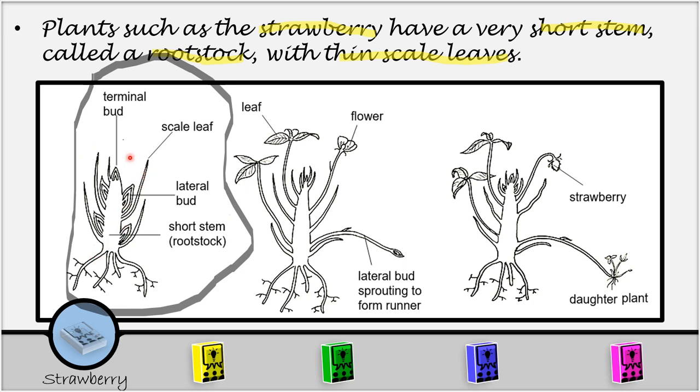So plants such as strawberries, they have short stems which are called rootstock, and with thin scale leaves. These ones that we are seeing pointed, those are scale leaves.